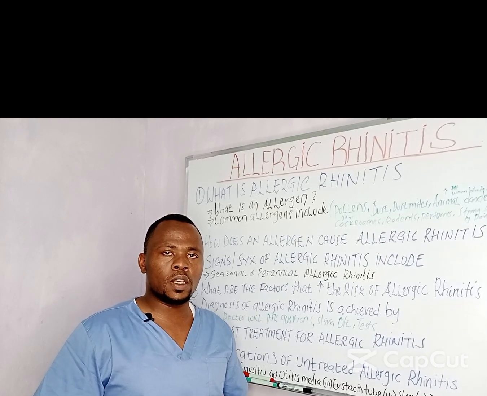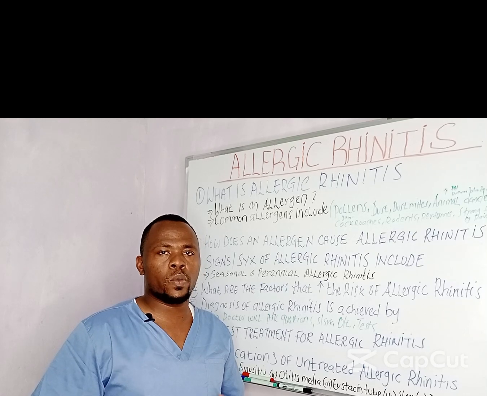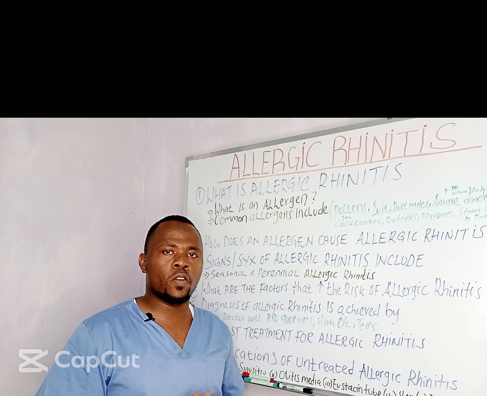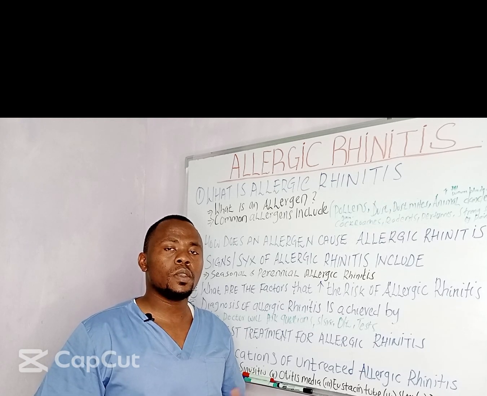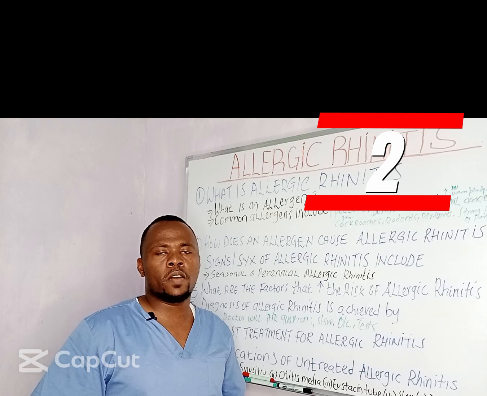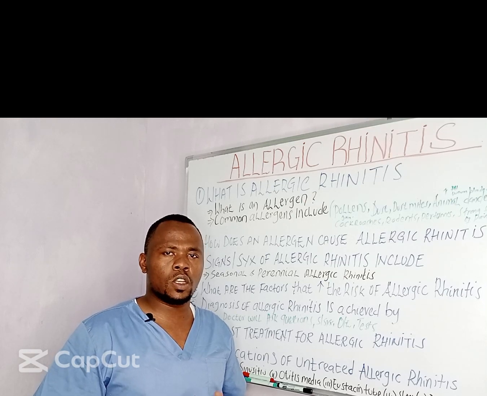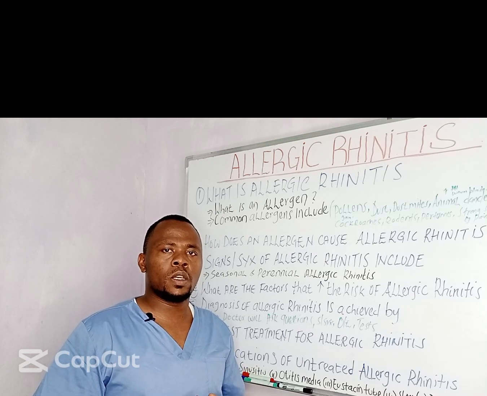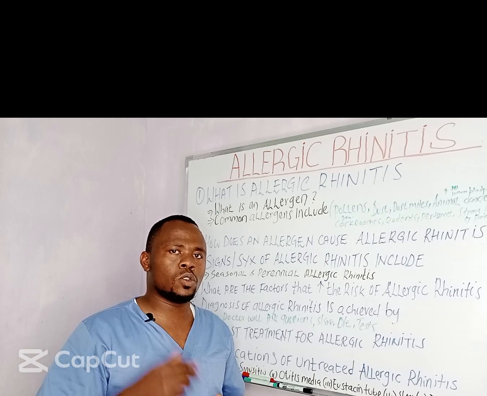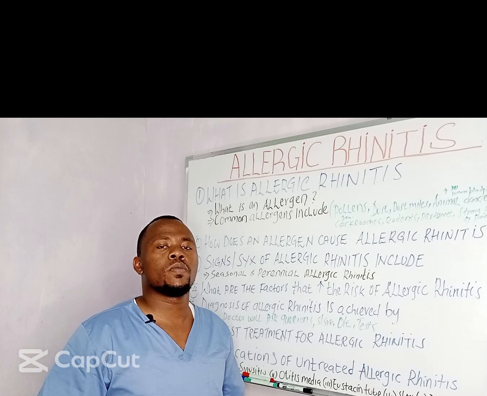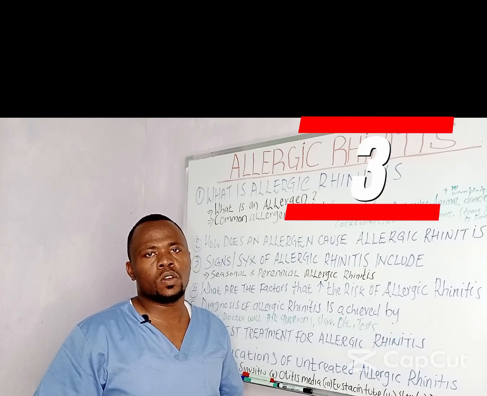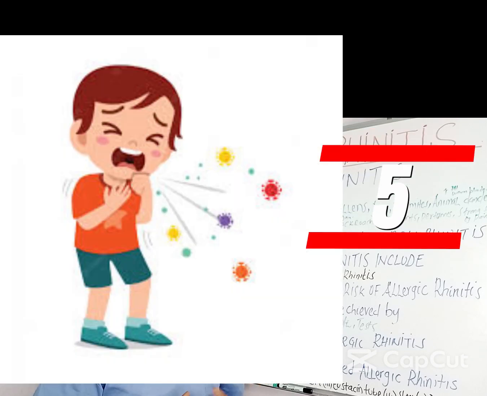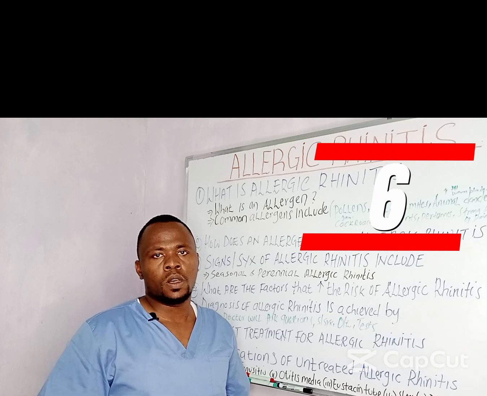Signs and symptoms of allergic rhinitis include: one, we have rhinorrhea. Rhinorrhea is the excessive production of watery mucus. Two, we'll have a postnasal drip. Postnasal drip is when that excessive mucus will be trying to drain down into your throat, causing you to cough. Three, we have nasal congestion. Four, we have loss of sense of smell. Five, we have sneezing. Six, we have itching.